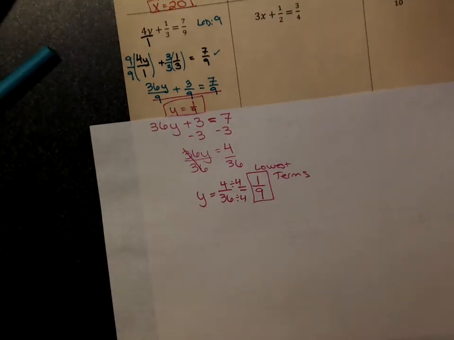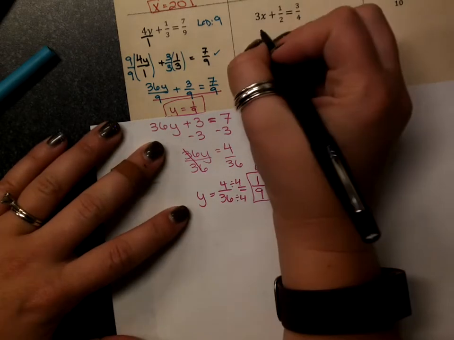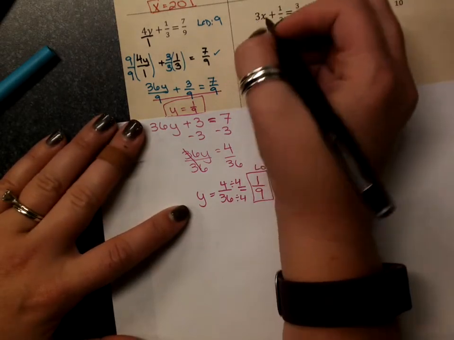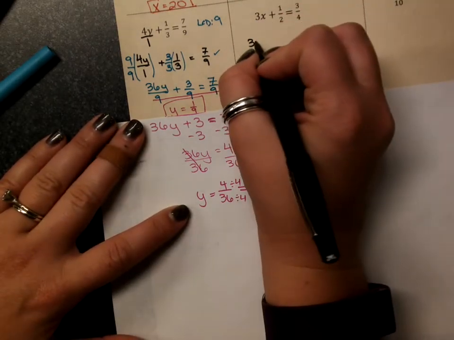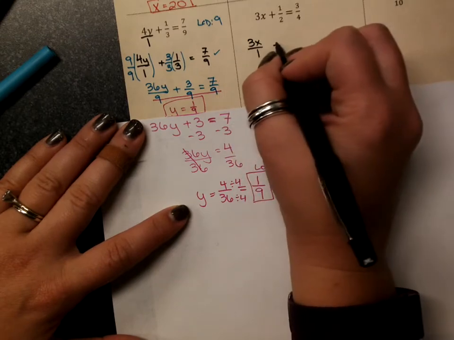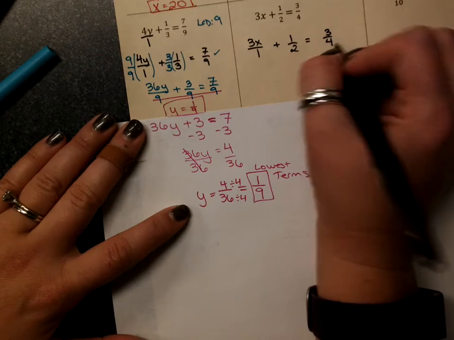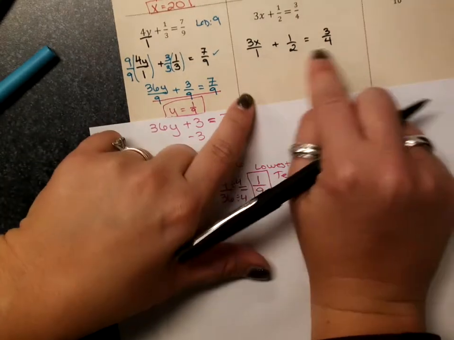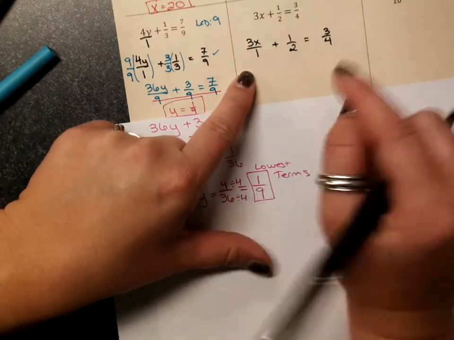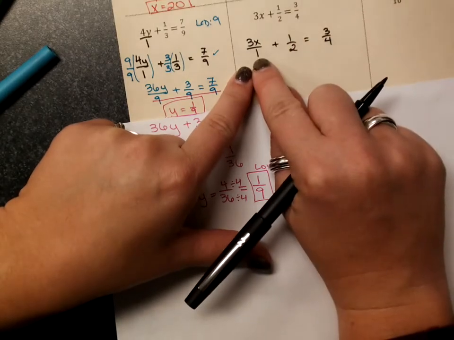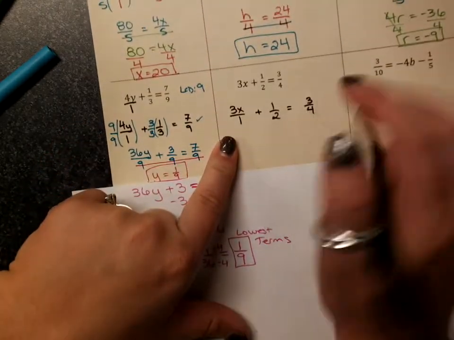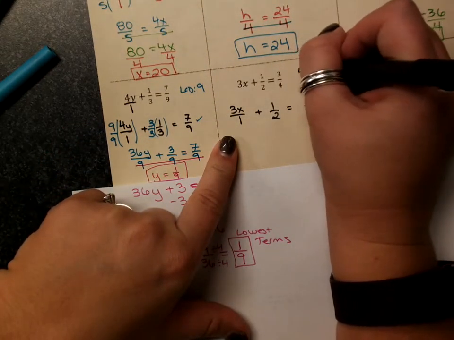So the next one is the same idea. If you want to try it on your own, we have 3x. We're going to put the 3x over 1 plus 1 over 2 equals 3 over 4. It helps to space them out a little bit side to side so you can see everything. We have a 1, a 2, and a 4. So the LCD would be 4.